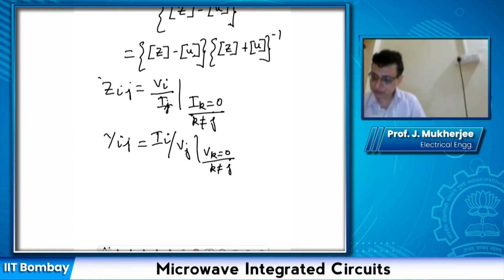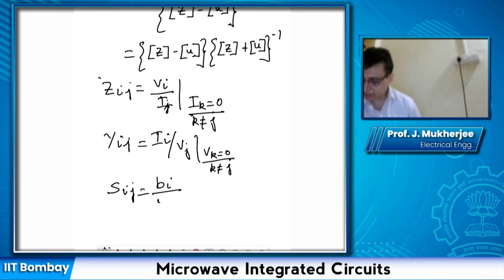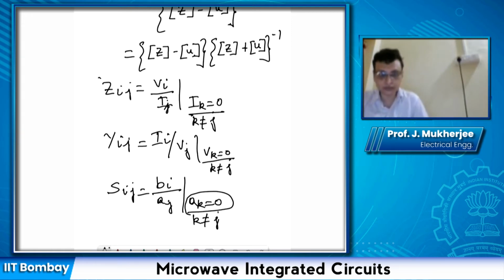If we directly want to calculate S parameters from first principles, the definition of Sij is Bi upon Aj, with Ak equal to 0 for k not equal to j. How do we achieve this? How do we make the incident voltage waves at all ports other than j equal to 0?